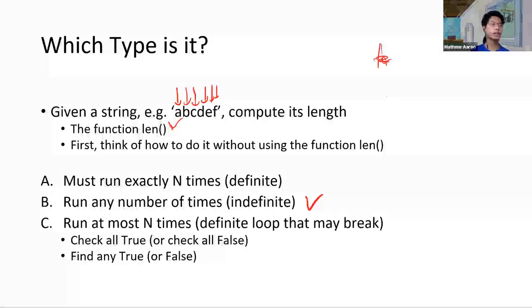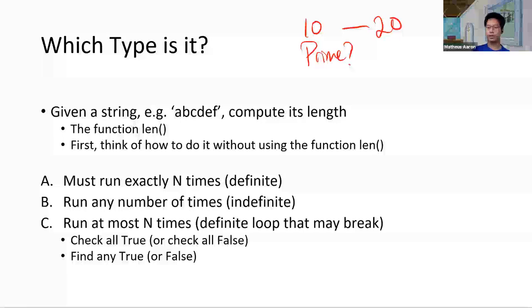Correct. But when we say C, run at most n times, what it actually means is that we know exactly how many times you need to repeat at most. So my example for C is, from the numbers 10 to 20, is there a prime number? For this, we know for sure we need to run 11 times if you include 10 and 20. But as long as we find a prime number, the iteration can break. In reality, after you go 10 and then 11, 11 is prime. Technically, you can stop at 11 and say, yes, there is a prime number between 10 and 20. That is the case for C.